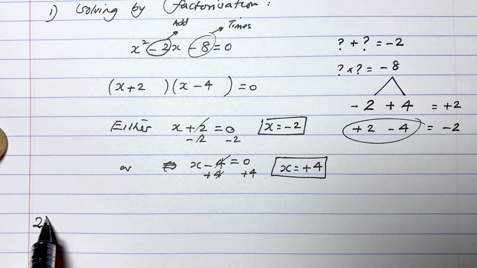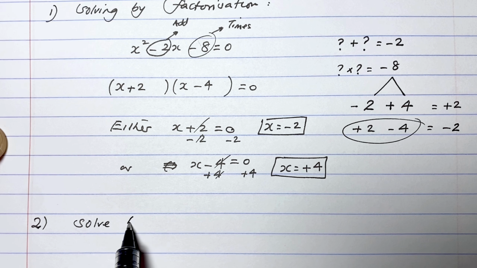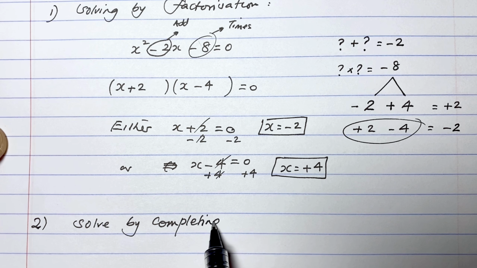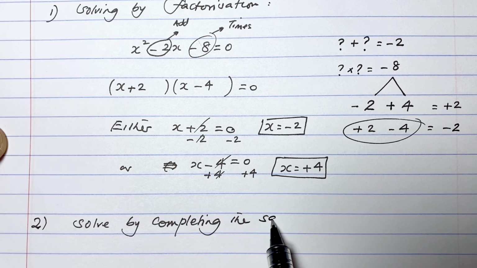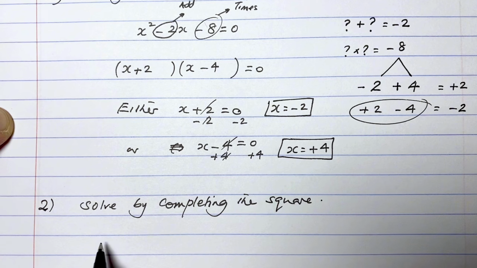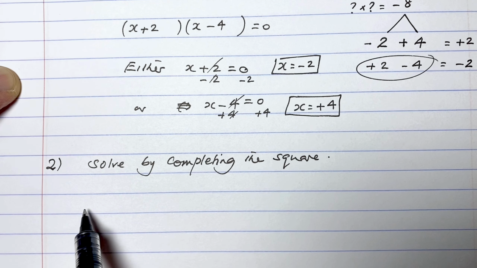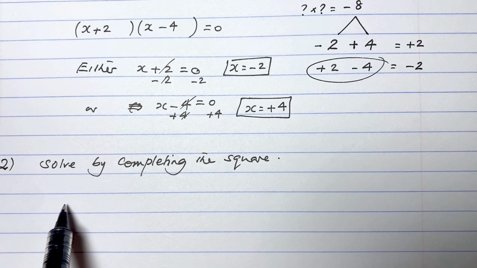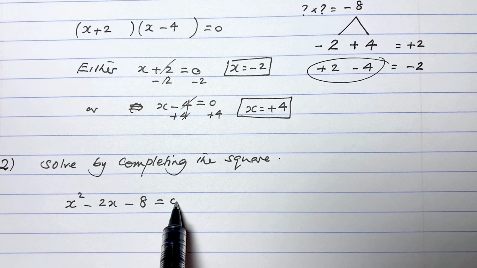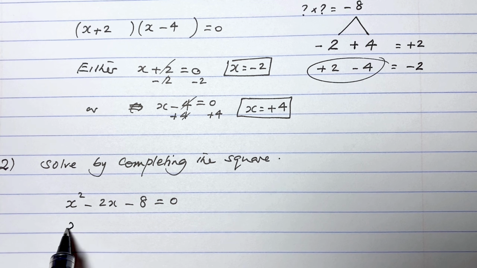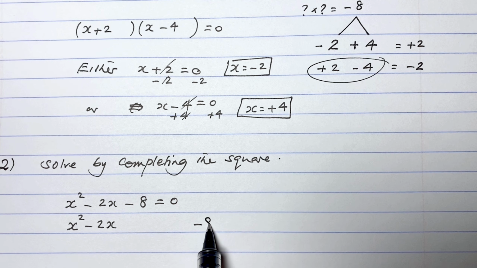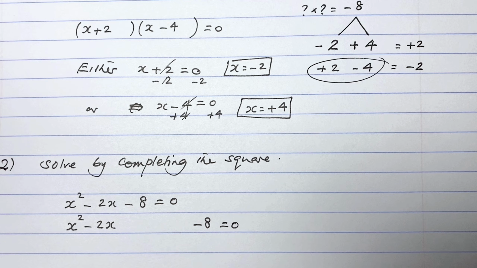Now let's solve by completing the square. To solve by completing the square, we need to go through a certain procedure. x squared minus 2x minus 8 equals 0. The way I teach it is to keep x squared and x together and create a space between them, and then I write my constant down.